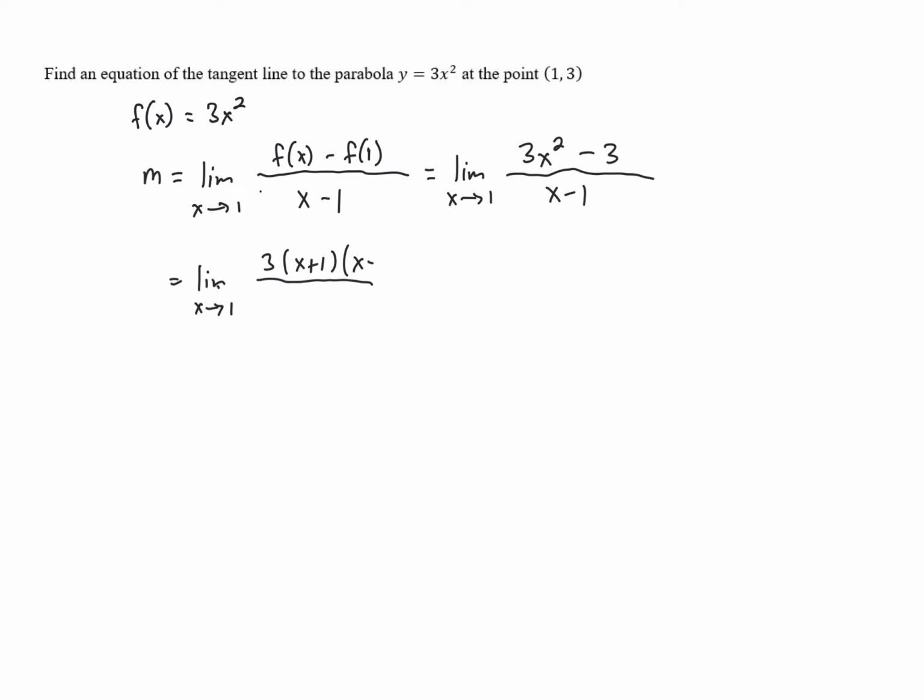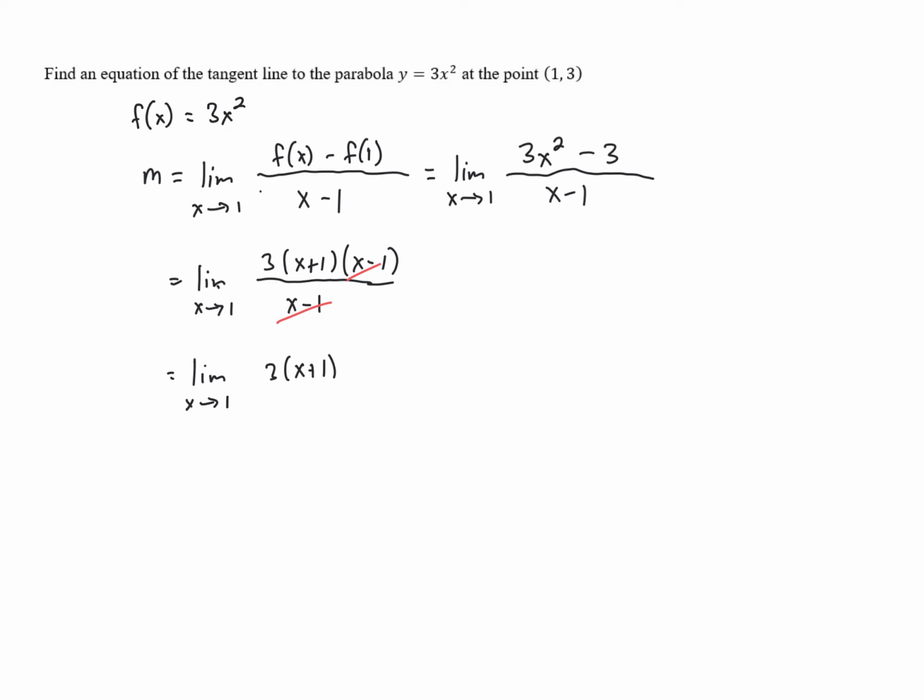So I'm going to do both of those in one step. I'm going to pull out the 3 and break down our x squared minus 1 into x plus 1 times x minus 1. We've got an x minus 1 in the denominator. Those factors of x minus 1 cancel out. And so we have the limit as x approaches 1 of 3 times x plus 1.